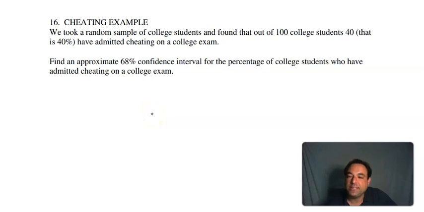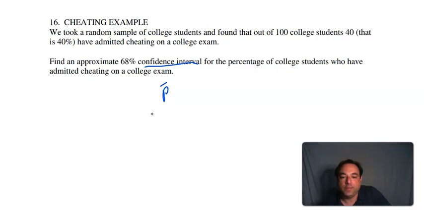Okay, for example 16, it says we took a random sample of college students and found that out of 100 college students, 40, that's 40%, have admitted cheating on a college exam. Find an approximate 68% confidence interval for the percentage of college students who have admitted cheating on an exam. So we're looking for the confidence interval.